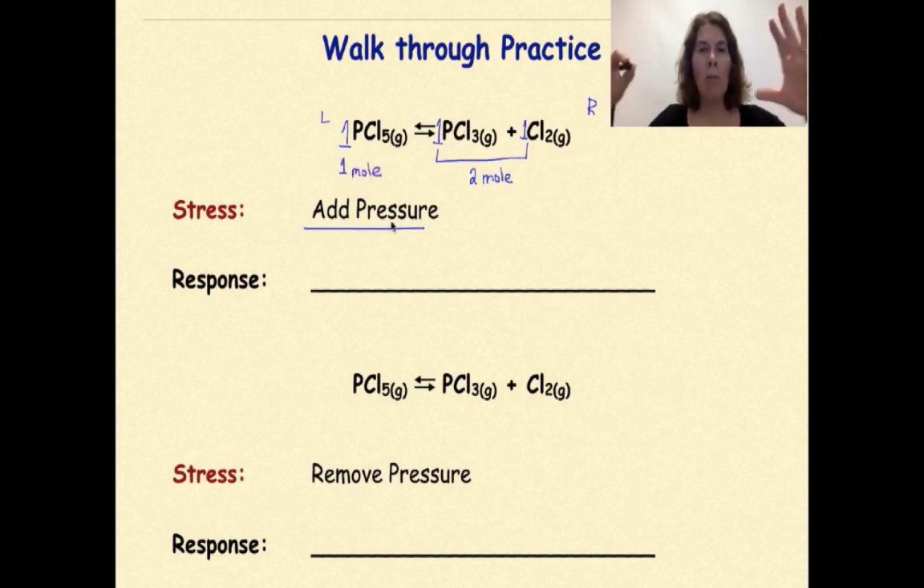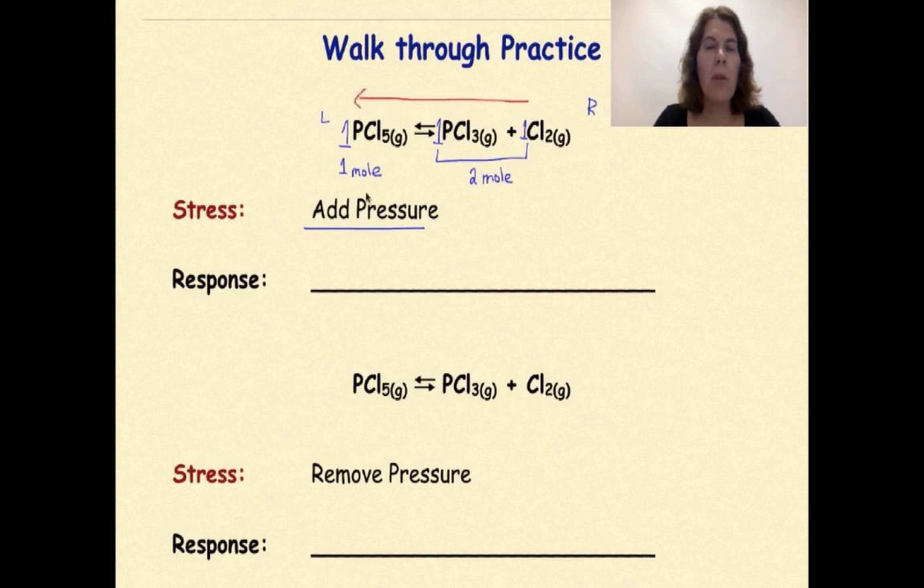So if I'm adding more pressure to the system and I'm decreasing the amount of volume, I'm going to shift my point of equilibrium to favor the formation of reactants. So my response here is a left shift as I favor the formation of reactants. My PCl5 is going to increase, my PCl3 is going to decrease, and my Cl2 will also decrease. Let's look at another example.